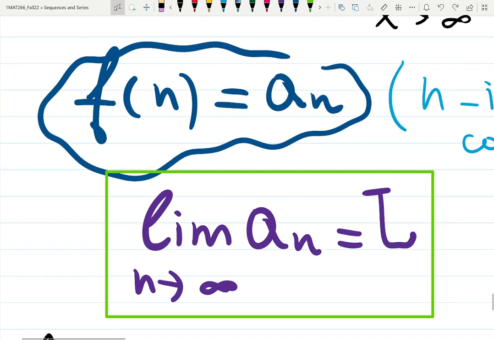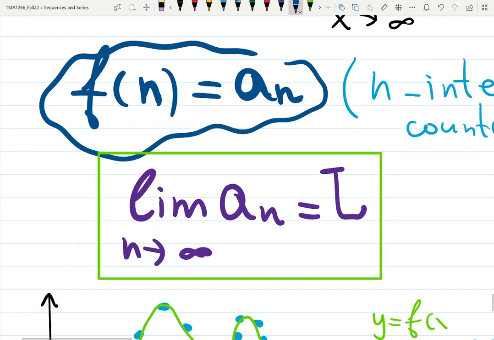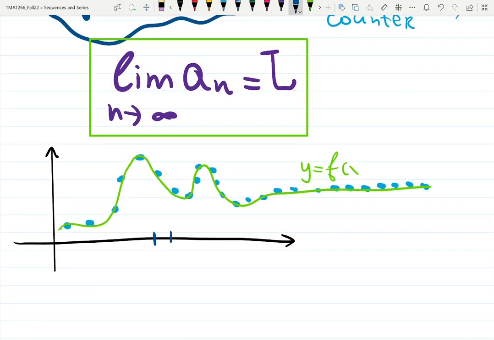Here it is. At n, you're connecting the dots. So a sub n are the dots. f of x is a function. But at the points n, they match. Then you can claim, yes, the limit for f of x will be the same as the limit for the blue dots, which is a sequence a sub n.